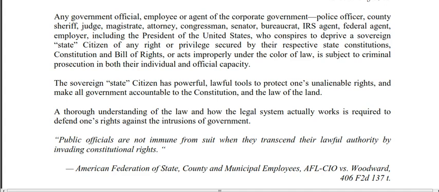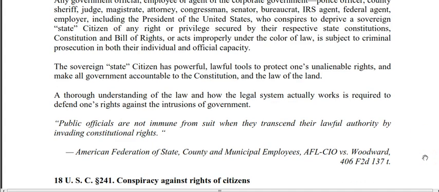A thorough understanding of the law and how the legal system actually works is required to defend one's rights against the intrusions of government. Public officials are not immune from suit when they transcend their lawful authority by invading constitutional rights. See AFL-CIO versus Woodward.